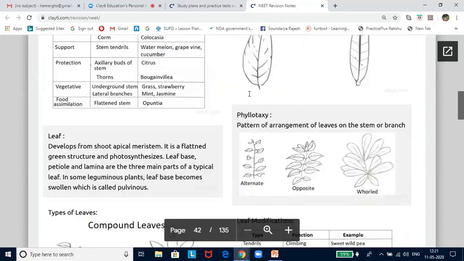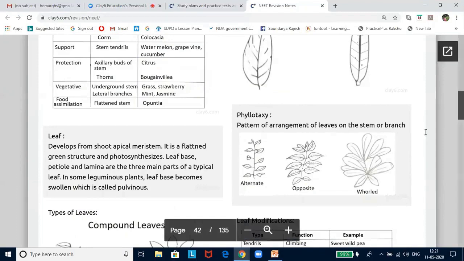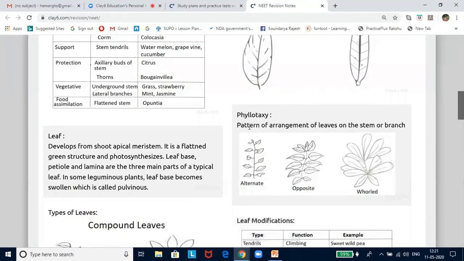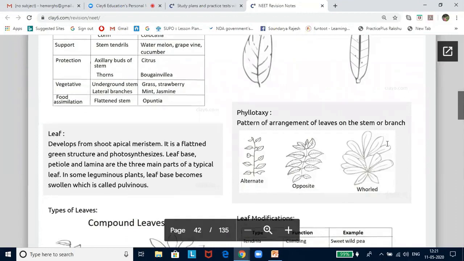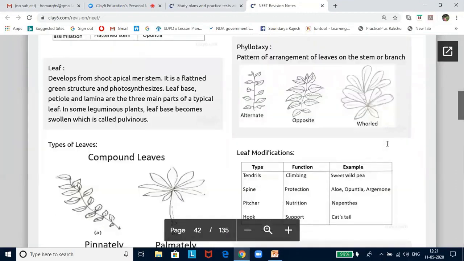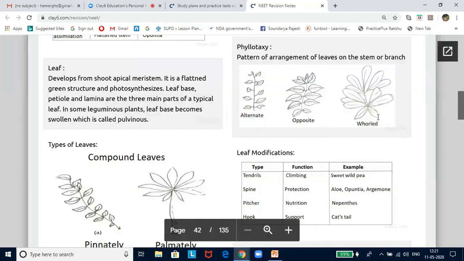Now the next thing is phyllotaxy. The pattern of arrangement of the leaves on the stem or a branch is known as phyllotaxy. See, these definitions are very important. So what is phyllotaxy? The pattern of arrangement of leaves on the stem or a branch. There can be many arrangements, but please remember only these: alternate phyllotaxy, opposite phyllotaxy, and whorled phyllotaxy.